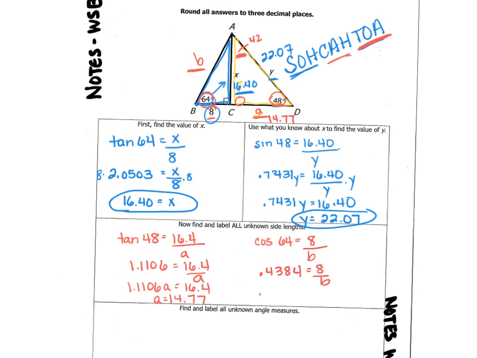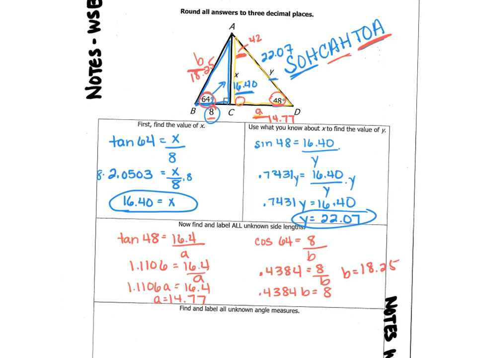Multiply both sides by b, so 0.4384b equals 8. And then finally divide, so 8 divided by 0.4384, b would be 18.25.